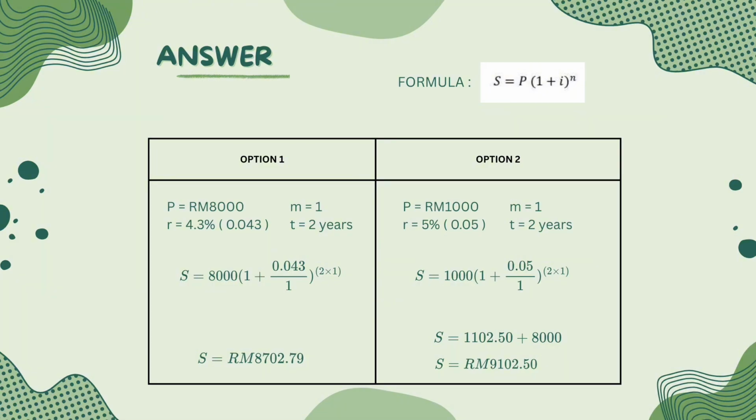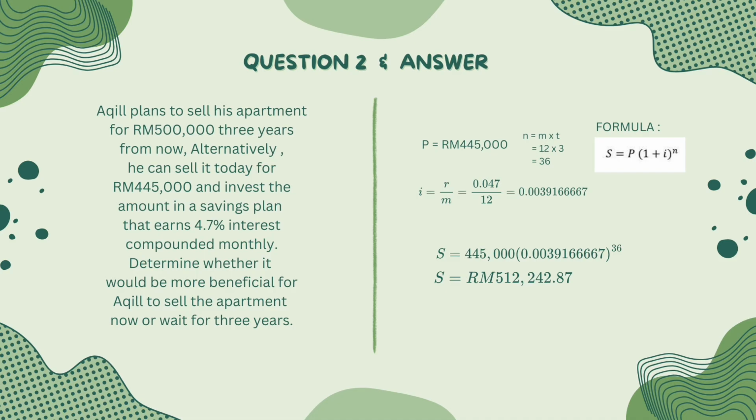So after comparing both options, Adel needs to choose option 2 if she is looking for the more financially wise choice. This is because if Adel chooses option 1, she will not have enough money to buy the new motorcycle, as her savings after 2 years are insufficient. In contrast, if Adel chooses option 2, she will get to buy the new motorcycle, although she needs to pay an extra RM 102 and 50 cents for the loan interest. So let us move on to question 2.